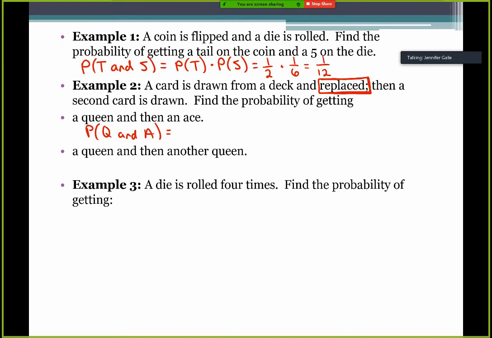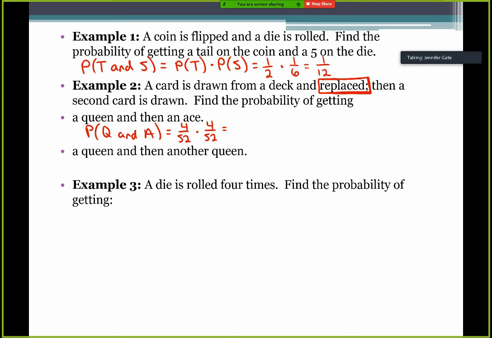So the probability I draw a queen, there's 4 in the deck. Probability I draw an ace, there's 4 aces in the deck. Now, if you want to simplify the fractions as you go, you are absolutely more than welcome to. I'm going to keep them for right now, 4 out of 52 and 4 out of 52.